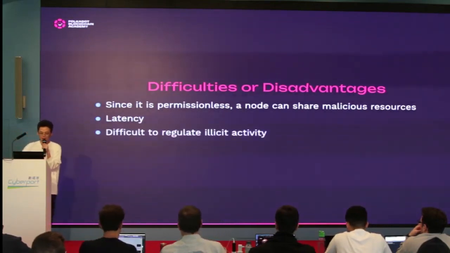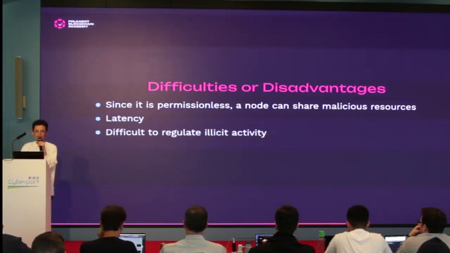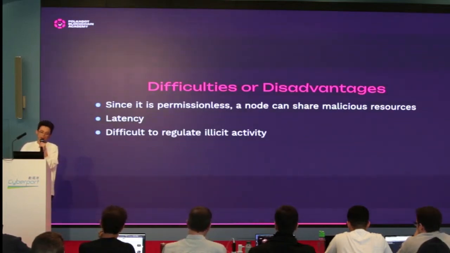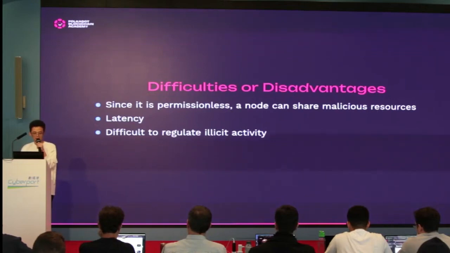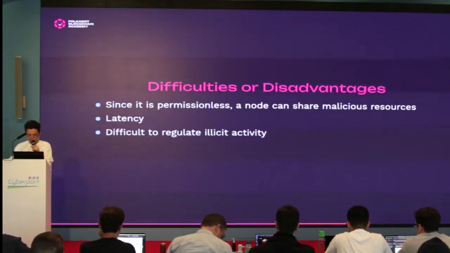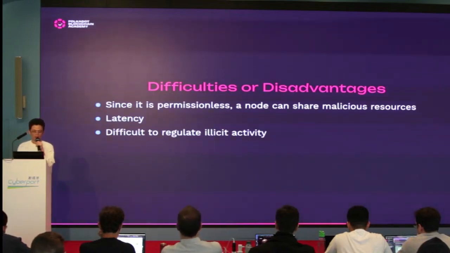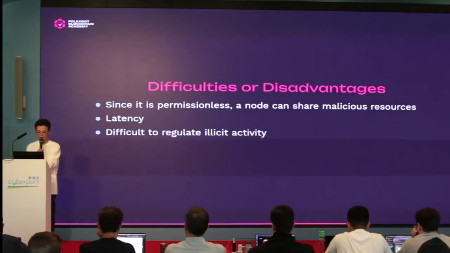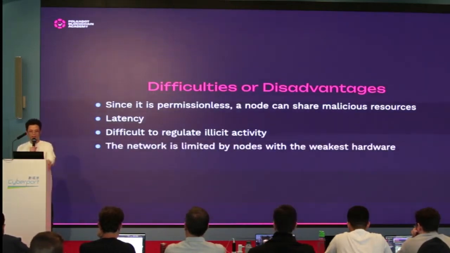And it will be very difficult to regulate illicit activity. So in historical peer-to-peer connections, you are talking about data sharing, music, video. There will be a lot of illicit activities. That's also why Napster was shut down. Okay, there will be different regulations in different regions regarding copyright, and it will be very difficult to regulate such illegal or illicit activities. And the network will be limited by nodes with the weakest hardware.